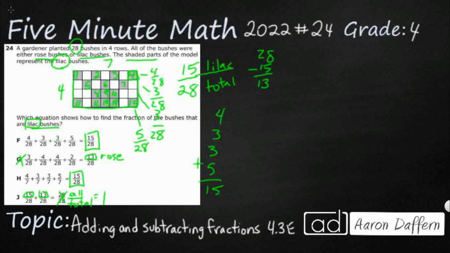And that's the problem with H. H is incorrect because 7 plus 7 plus 7 plus 7 does make 28, but that's not how we add fractions. This isn't broken up into sevenths. This is broken up into 28ths. So the total is the 28. So you don't add the denominator when you're adding fractions. You keep the denominator the same. So that would be 15 sevenths. And that's not what we're looking for. So our answer is F.